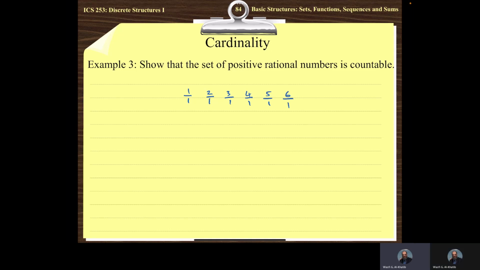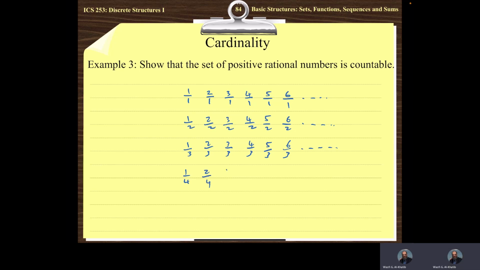The next row, 1 over 2, 2 over 2, 3 over 2, 4 over 2, 5 over 2, 6 over 2, and so on. Okay? Next one, 1 over 3, 2 over 3, 3 over 3, 4 over 3, 5 over 3, 6 over 3, and so on and so forth. 1 over 4, 2 over 4, 3 over 4, 4 over 4, 5 over 4, 6 over 4, and so on and so forth.